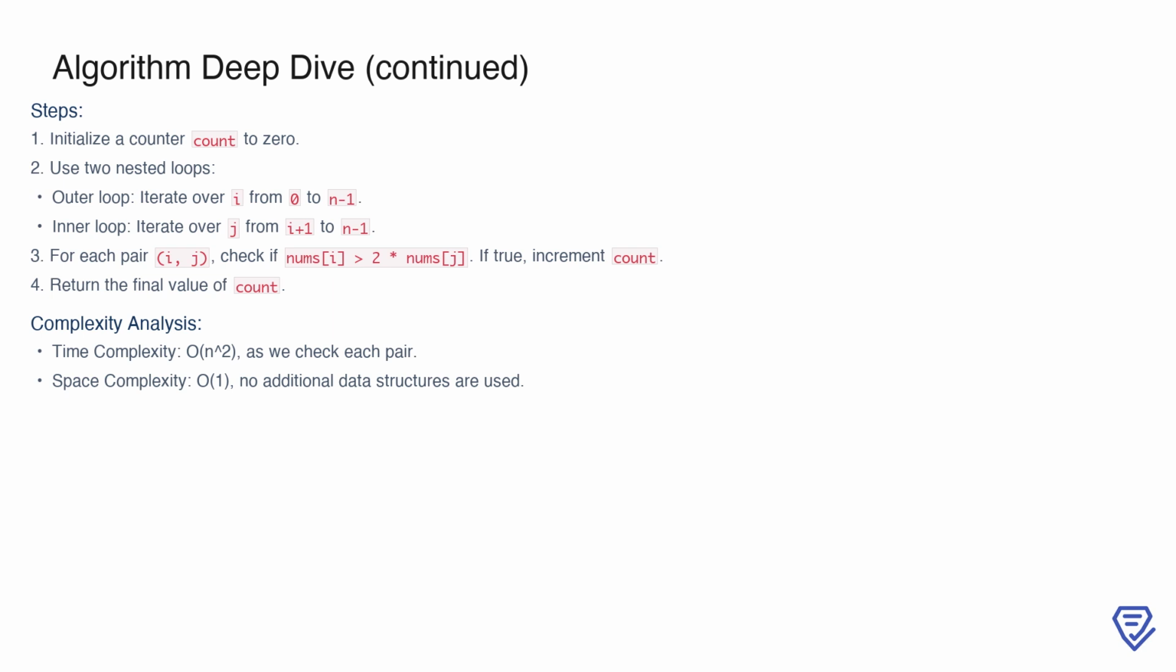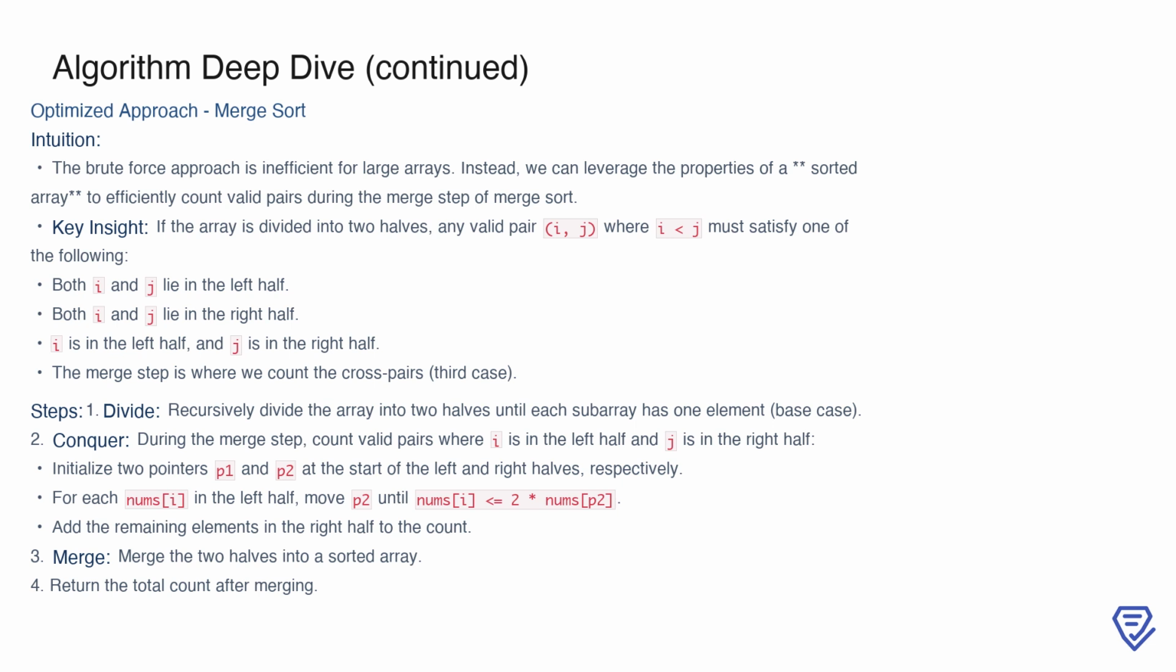In terms of complexity, this approach has a time complexity of O(n^2), since it involves two nested loops, and a constant space complexity of O(1), as no additional data structures are required. While simple to implement, the quadratic time complexity makes this method inefficient for large input arrays. To improve efficiency, we turn to an optimized approach using merge sort.